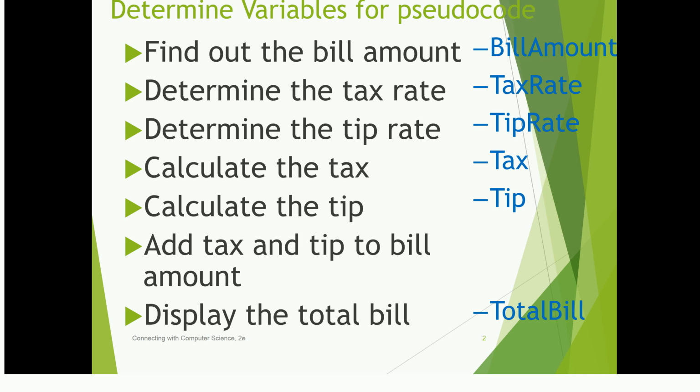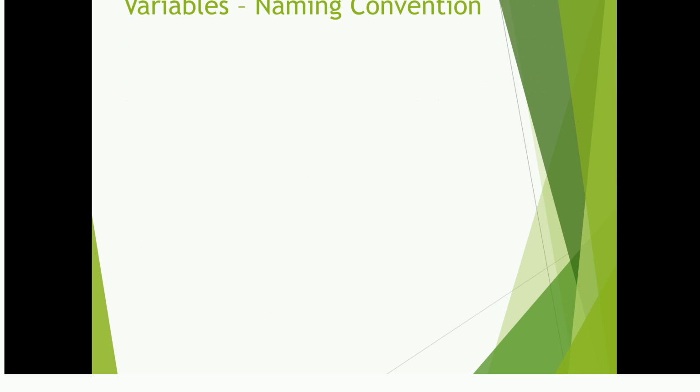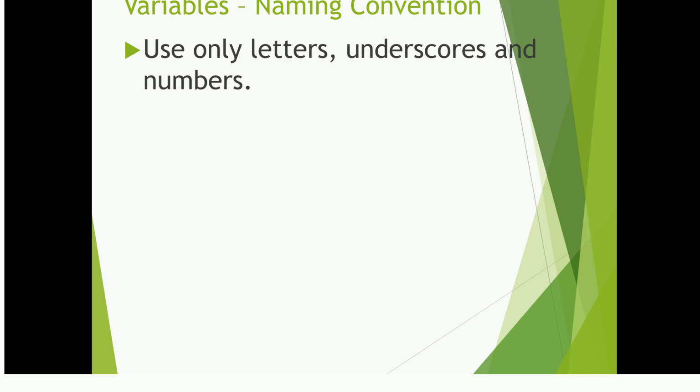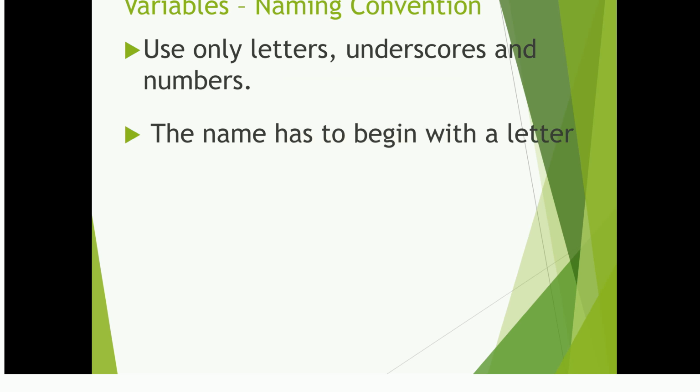So let's talk about variables for just a minute. There is a very specific convention, or rules that I have to follow, when I am giving my variables a name. The first rule is that the name can only contain letters and underscores and numbers. The name of a variable, there are certain things that it cannot contain. Another one of the rules about variable names is that it has to begin with a letter. A variable name can contain numbers, but the very first character of a name has to be a letter.